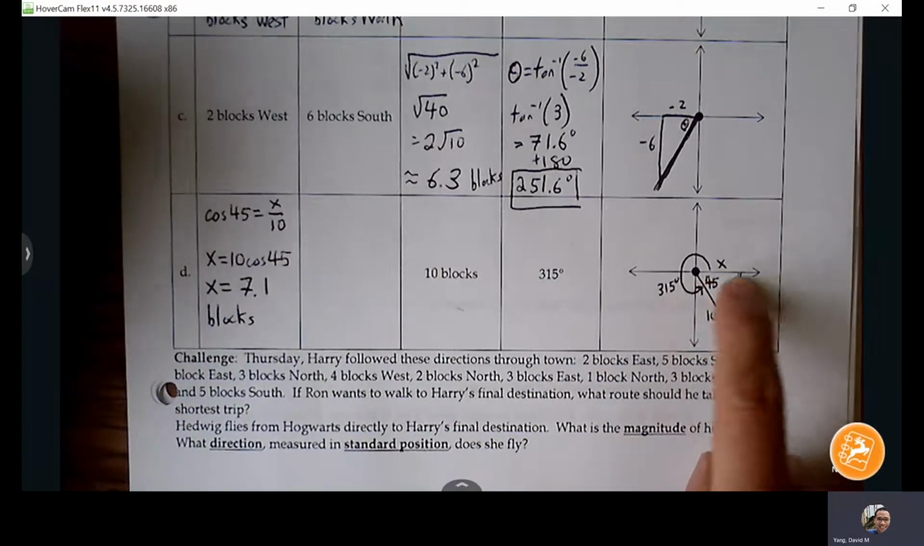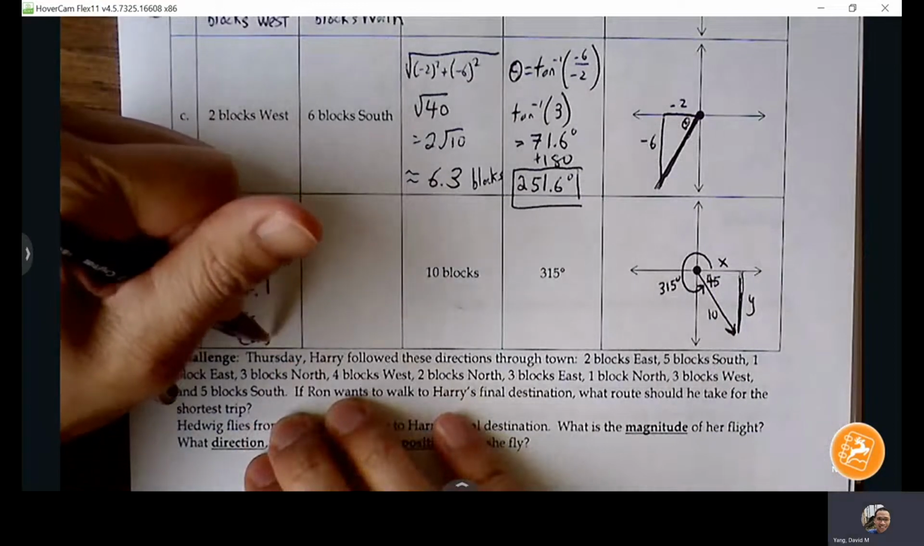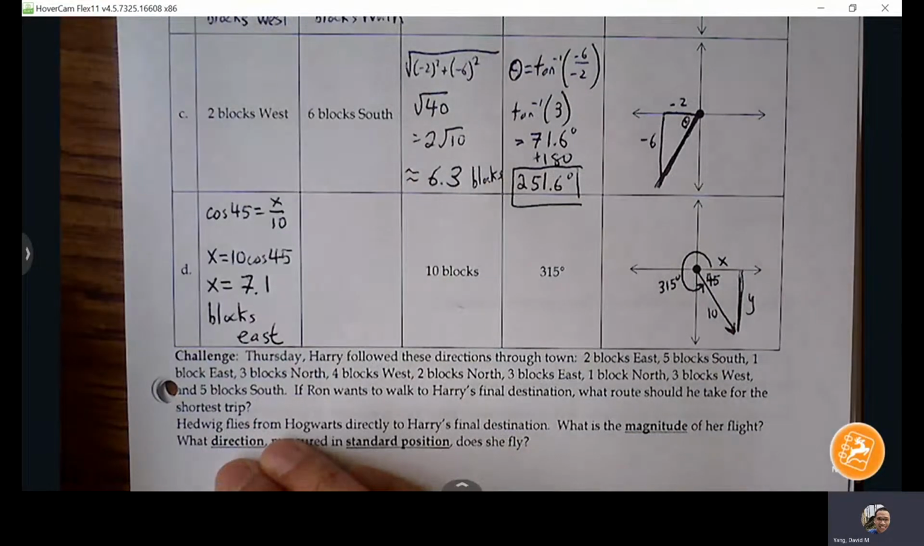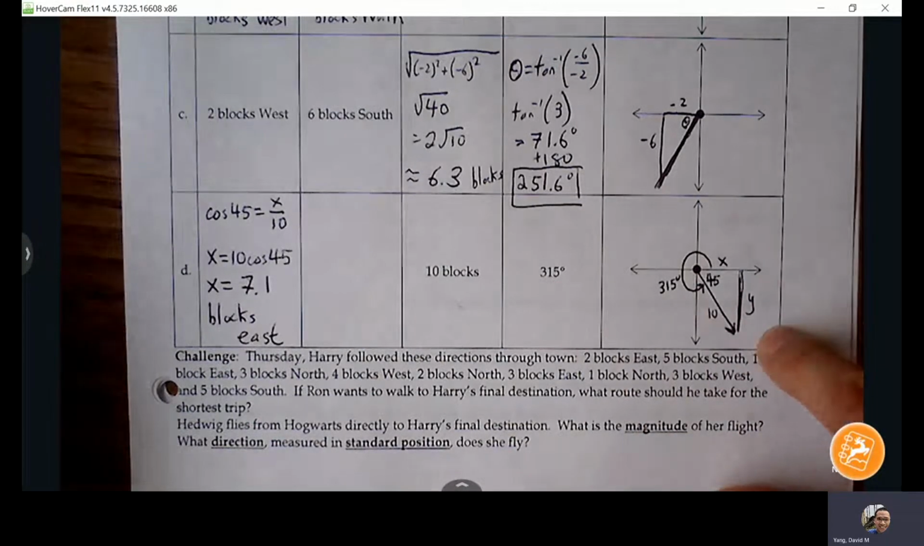So he's going to move to the right. That's in the east direction. Okay. To get to y, we use sine.